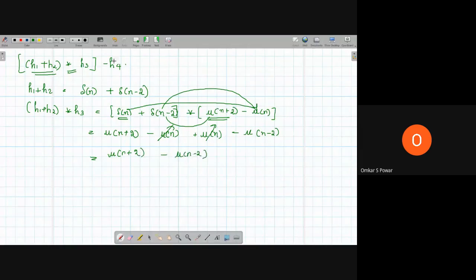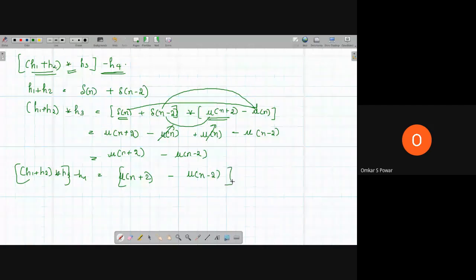Then what you have to do finally? Minus H4. So (H1 + H2) convolved with H3, minus H4. So u[n+2] - u[n-2], and this you have to subtract with H4. Your H4 they have given directly as a^n u[n]. So this is how you solve it.